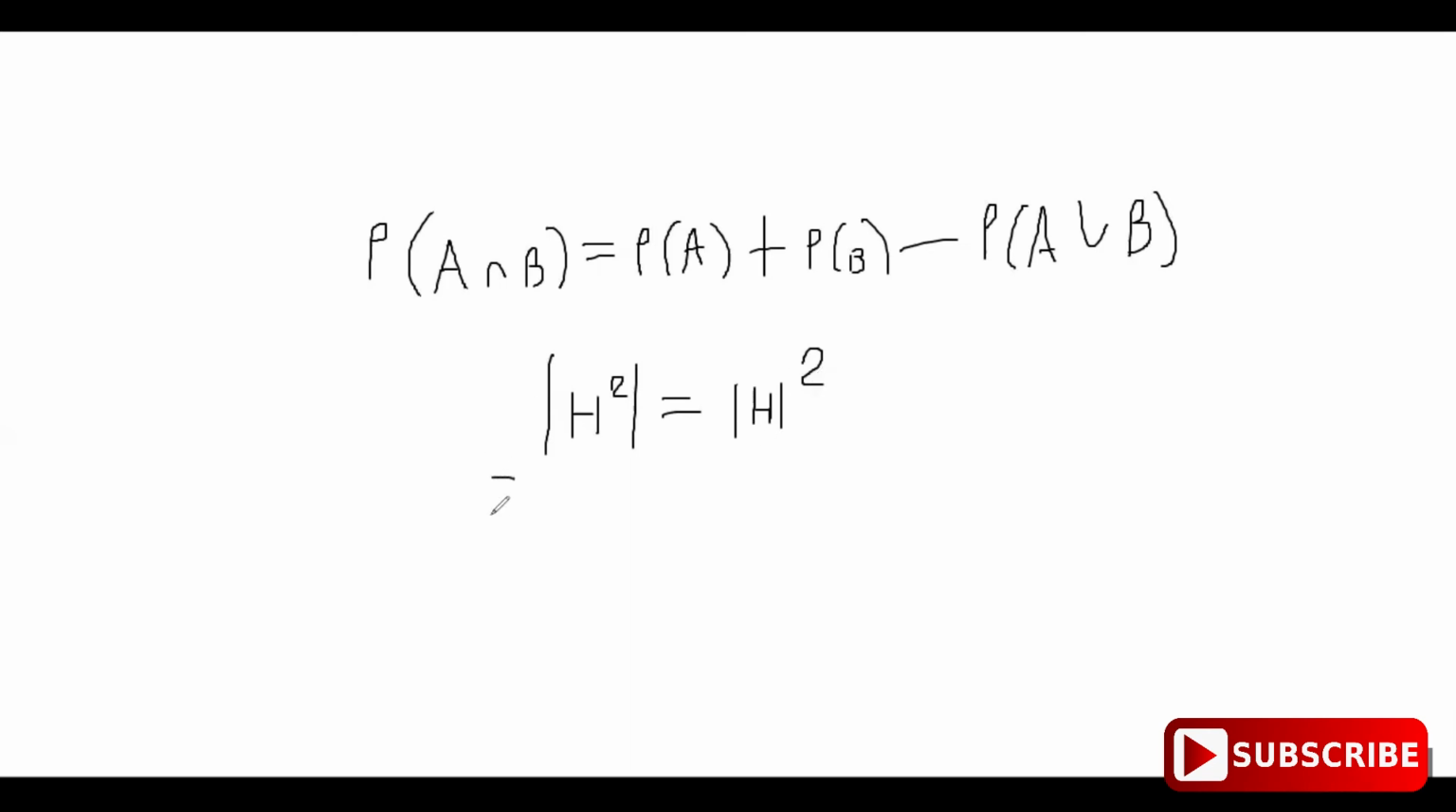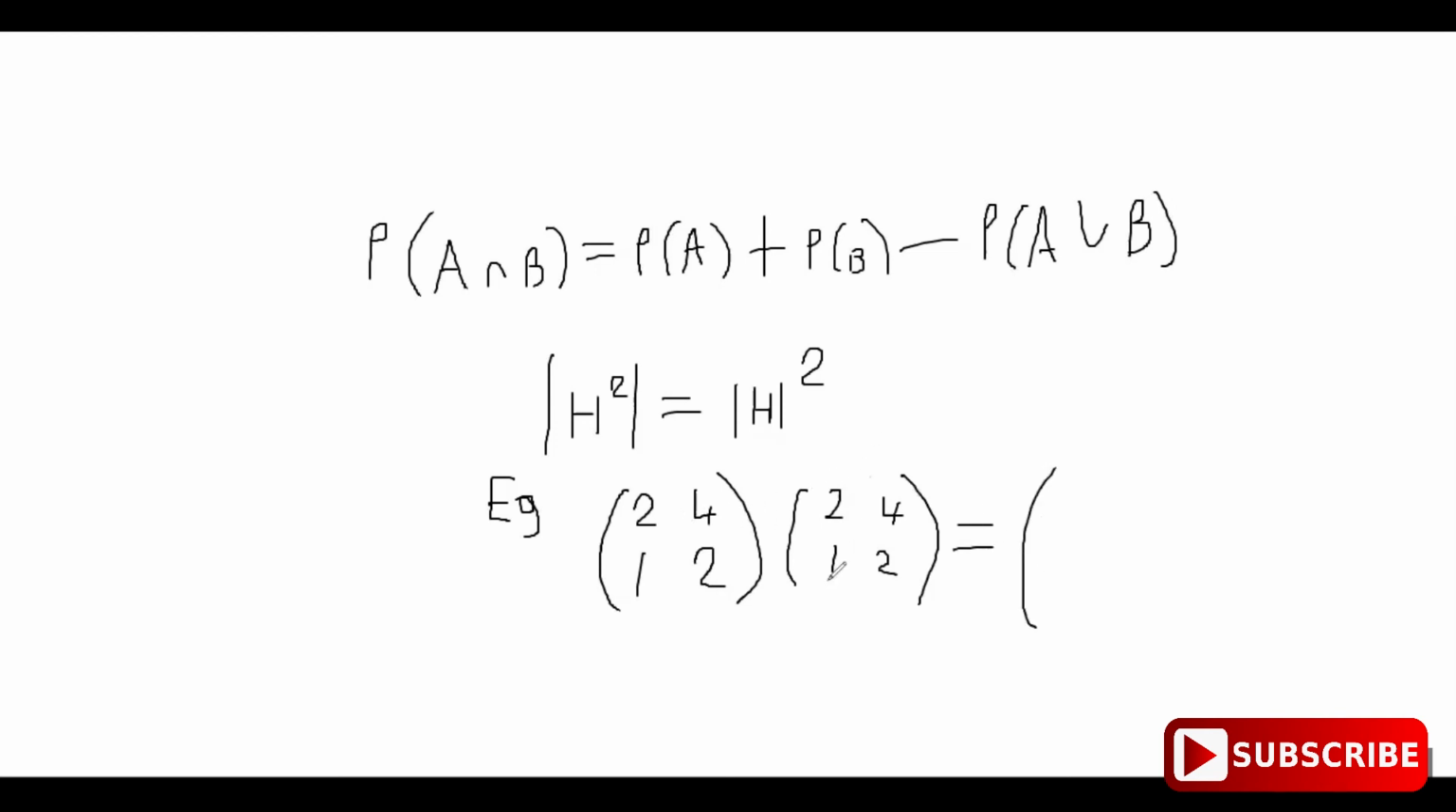If you don't believe it, you can always make up an example and see. For example, let's say you have the matrix 2, 4, 1, 2. Square that matrix. When you square it, what you're getting is, all right, 2 times 2 plus 4 times 1 is 8. And then what's here? 2 times 4 plus 4 times 2. That's 16.